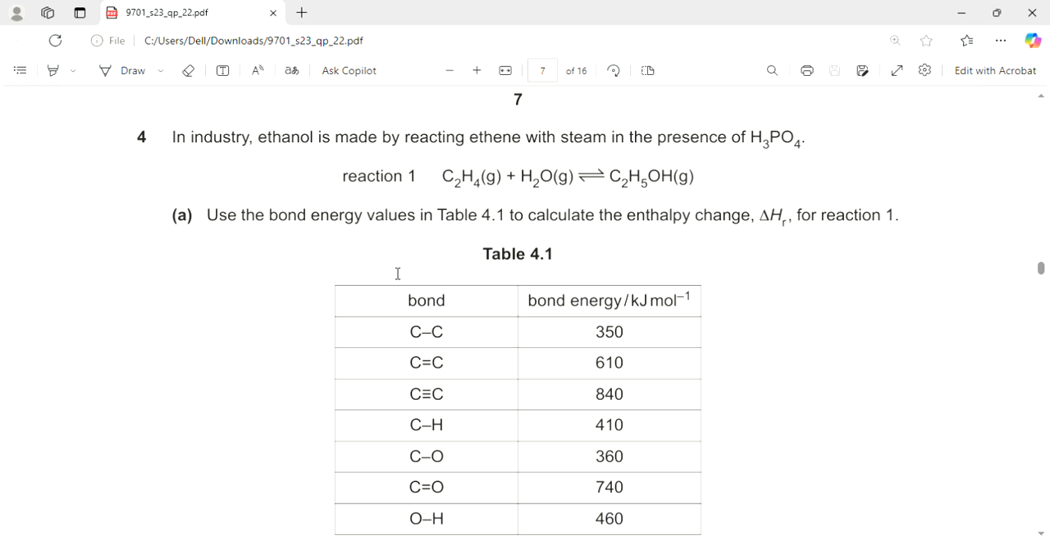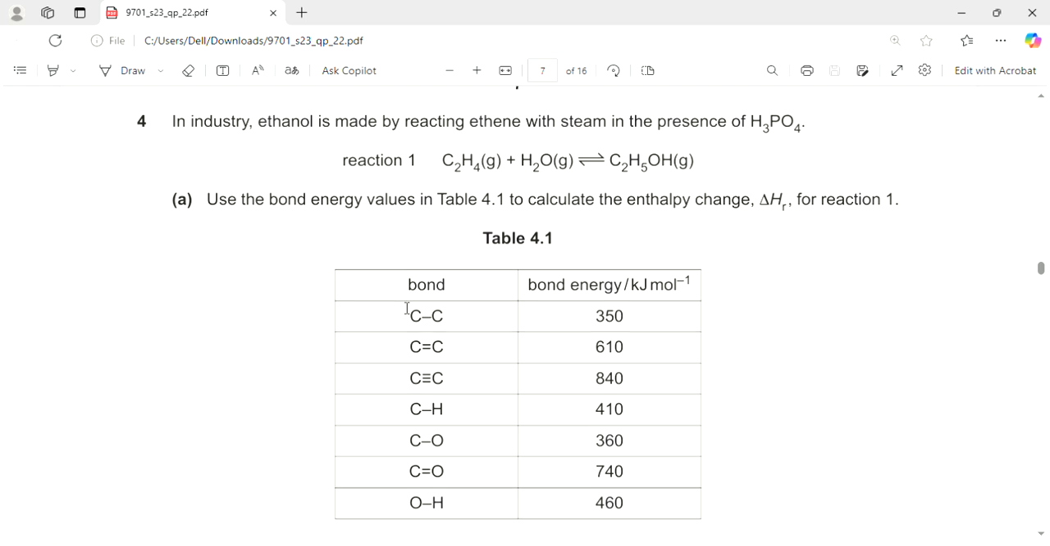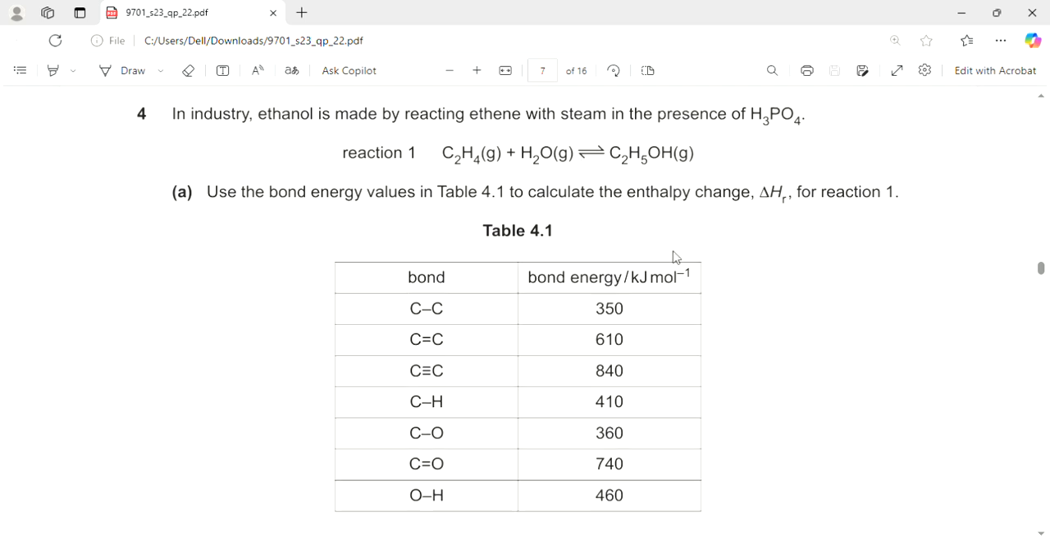So today we will do question number 4 of Cambridge AS and A level chemistry 9701, paper 2 variant 22. So let's start it. Okay.